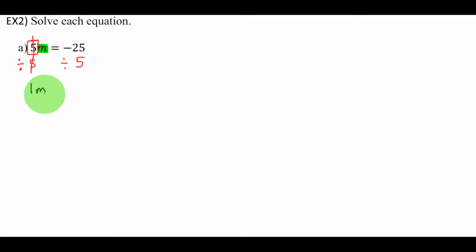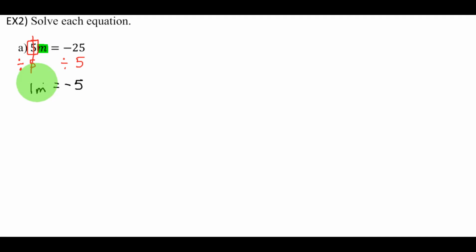So we have 1 times m on this side is equal to negative 25 divided by positive 5. Let's forget about that negative sign for a second. So I have 25 divided by 5. That will give me a value of 5. Since I have a negative number divided by a positive number, I have unlike signs. Therefore, I'm going to have a negative quotient. So negative 5 here. Negative 25 divided by 5 is negative 5.